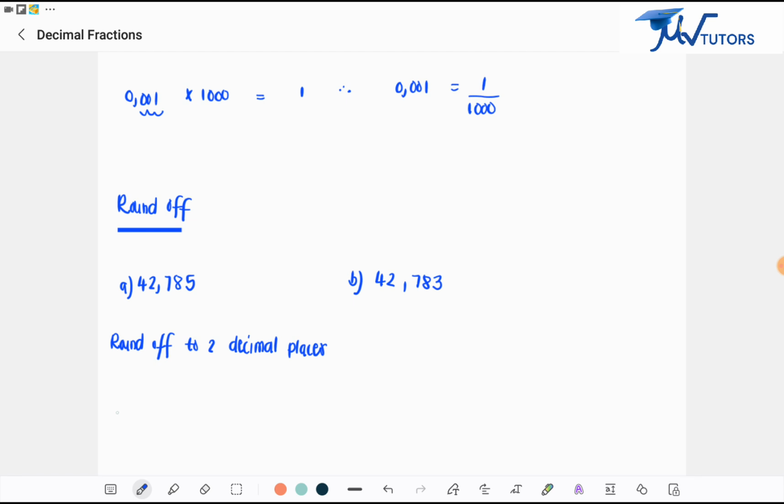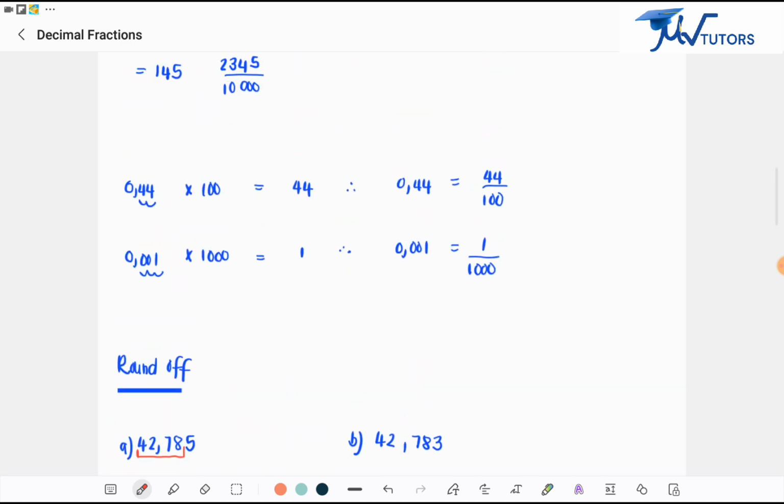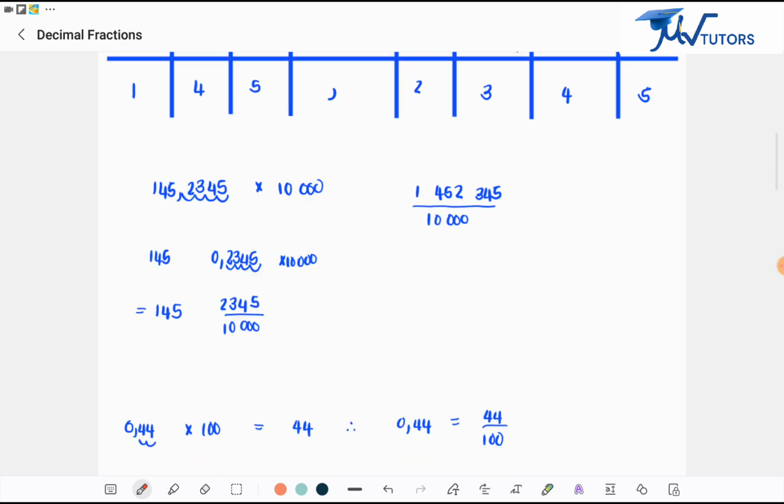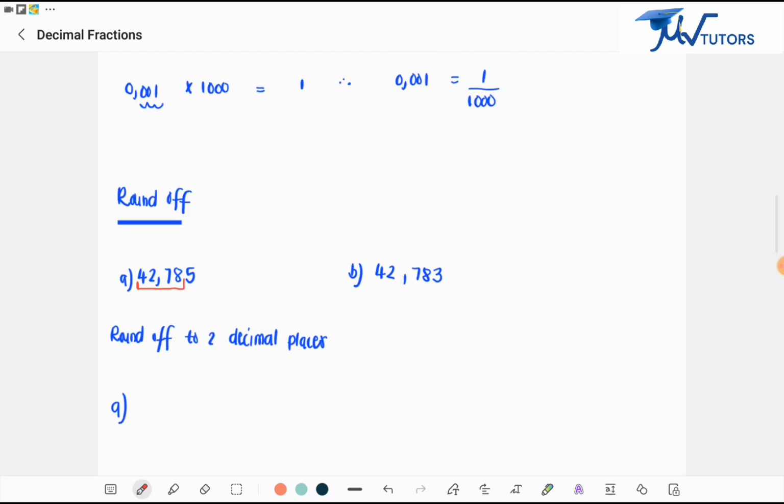All right, so let's just say we have a number which is 42,785, and then I have 42,783. And then I ask you to round off to 2 decimal places. So basically round off these numbers to 2 decimal places. This is A, that's B. If I'm rounding off to 2 decimal places, I'll basically have my 42,7 and then another number there. It means then after the decimal comma, I need to have 2 numbers. All right, so basically this is my focus.